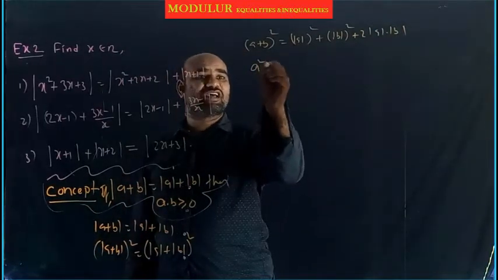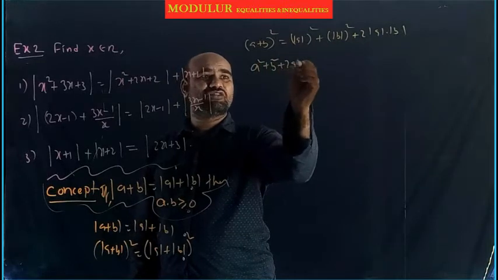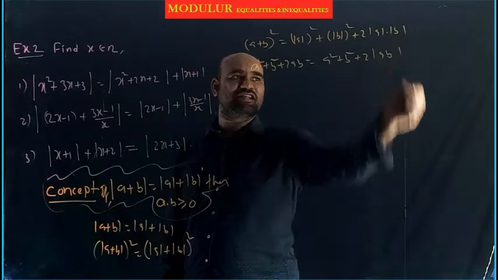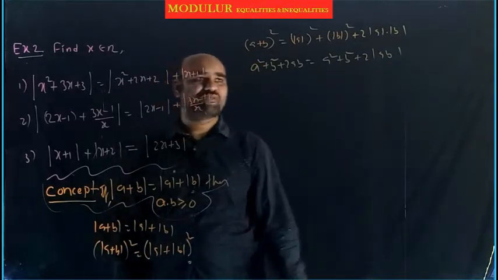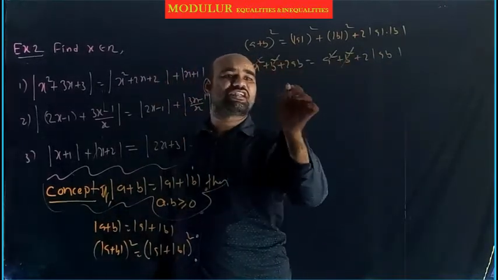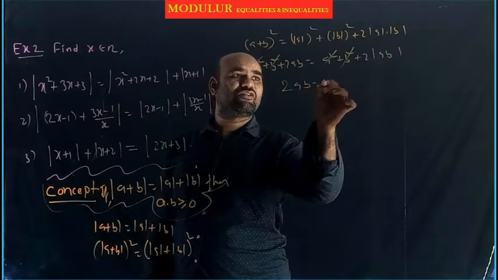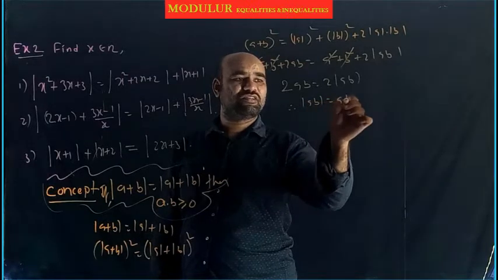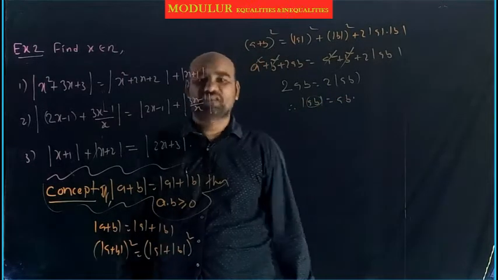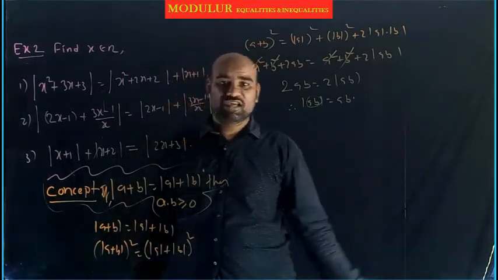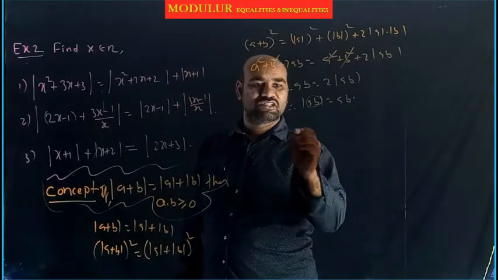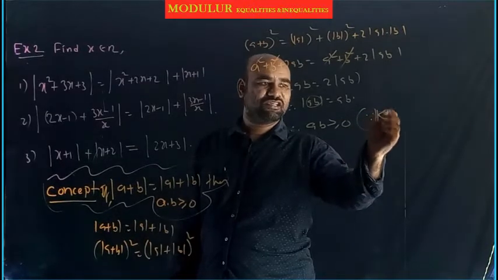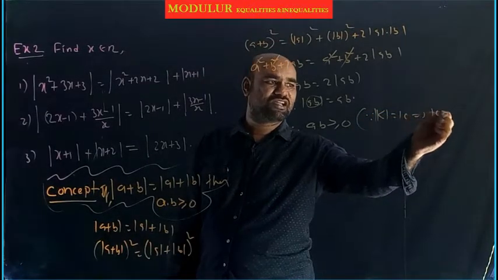So this is a square plus b square plus 2ab equal to a square plus b square plus 2 mod ab, because mod a into mod b is mod of ab only. This gets cancelled: 2ab equal to 2 mod ab. Therefore mod ab equal to ab. Just like mod k equal to k, k greater than or equal to 0 only. Therefore a into b is greater than or equal to 0, since mod k equal to k implies k greater than or equal to 0.